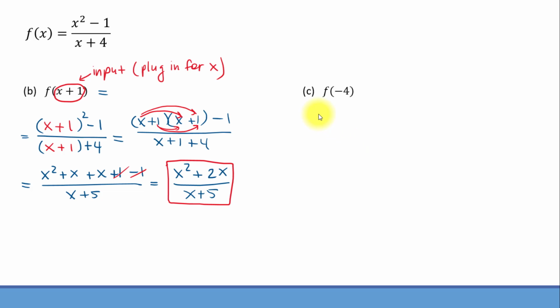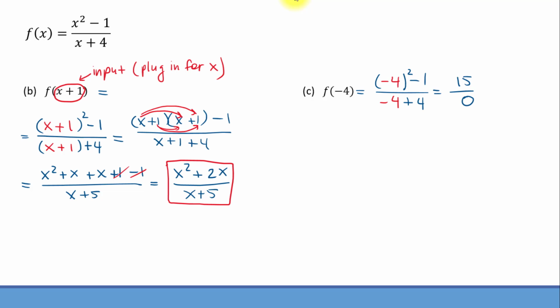And let's do one more question with that function. So this time we need to find f of negative 4. The input is negative 4. Let's plug it in and see what happens. I'm replacing x with negative 4 in the numerator and in the denominator. And as I start simplifying, I can see that in the numerator it's going to be negative 4 squared, that's 16. 16 minus 1, 15. And then in the denominator, I get negative 4 plus 4, that's 0.